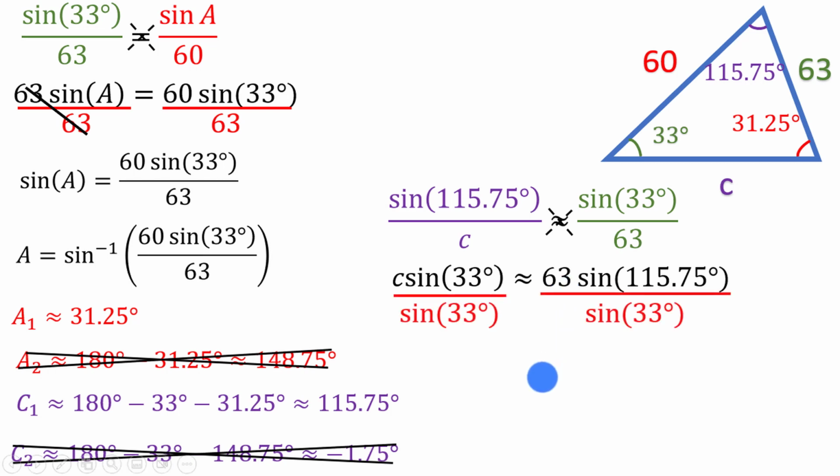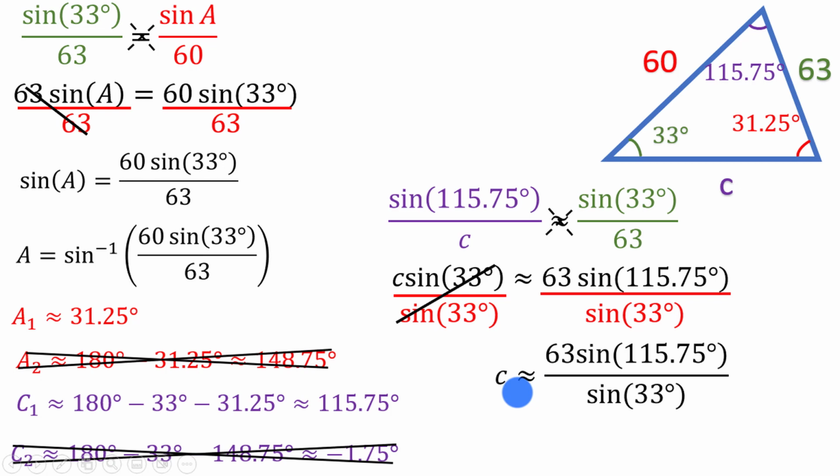If we divide both sides by sine of 33 degrees, we will get that c is approximately equal to 63 times the sine of 115.75 degrees divided by sine of 33 degrees. If we enter this into our calculator, we will get that c is approximately equal to 104.19. We can put this onto our triangle. This is the only solution. Since we did not have two solutions, this is the only possible triangle that is a solution.